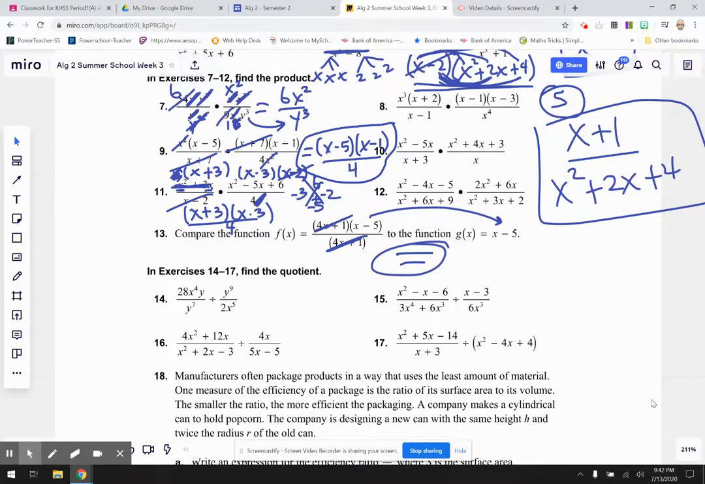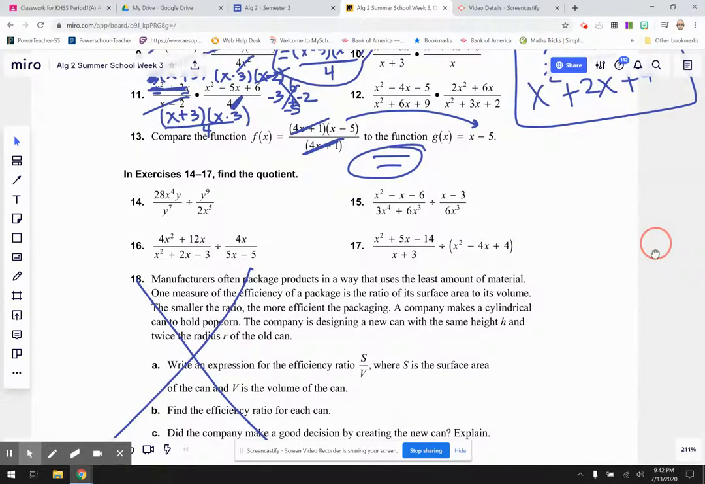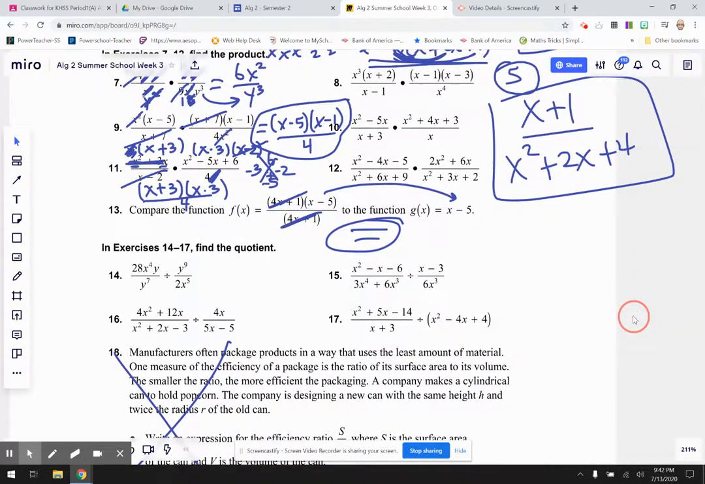Okay, you don't have to do the last one here. We are going to do 14 and 16, 15 and 17. Now, division is almost the same thing, except when we divide fractions, we make the reciprocal. We multiply by the reciprocal.